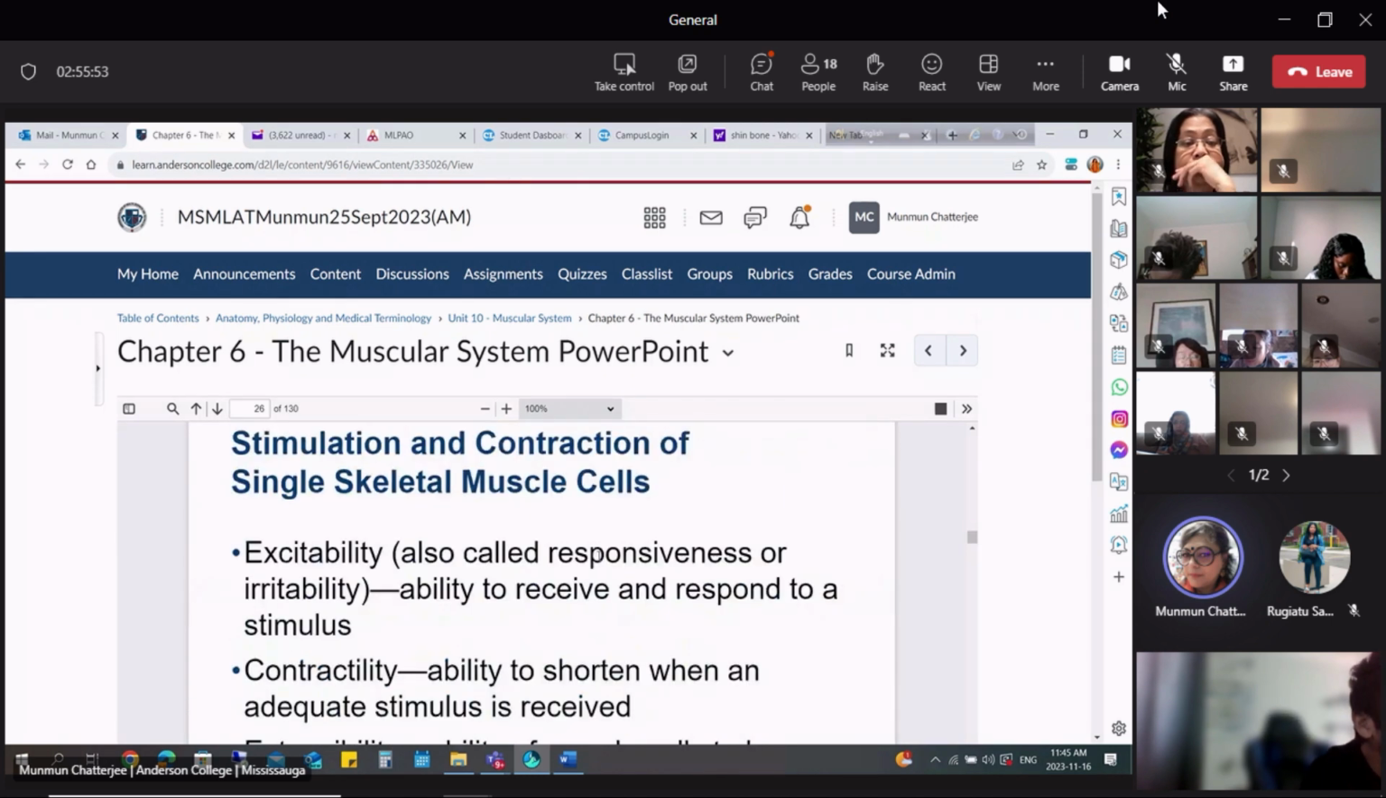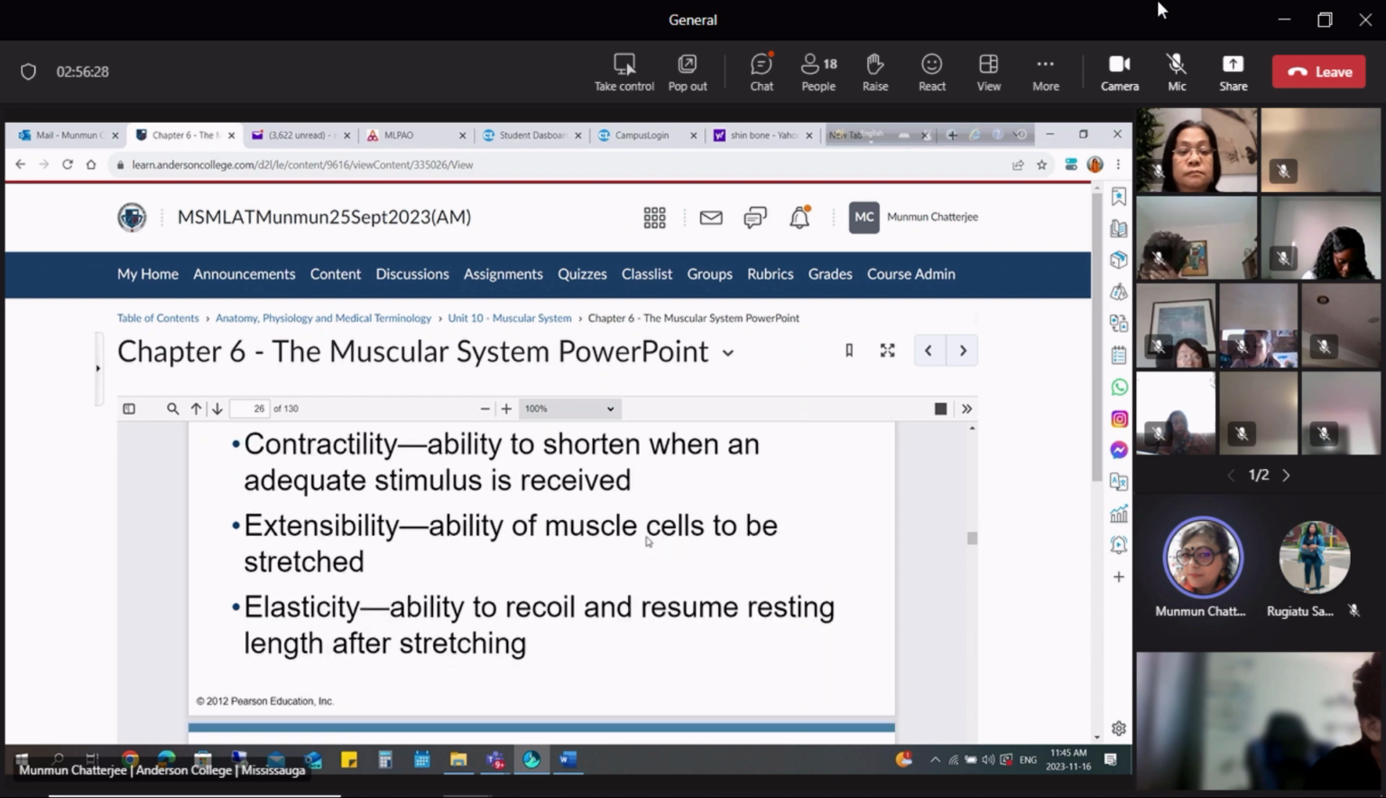Now, what are the different phases of muscle contraction of a skeletal muscle? Excitability, also called responsiveness or irritability, is when it receives and responds to a stimulus. Contractility is when the muscles have to shorten when the adequate stimulus is received, and then they relax. Shortening is called contraction, and then relaxation. Contract and relax, that helps you to move.